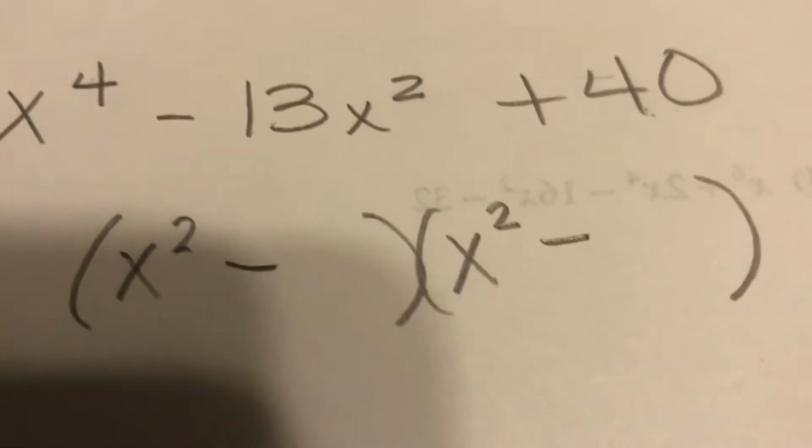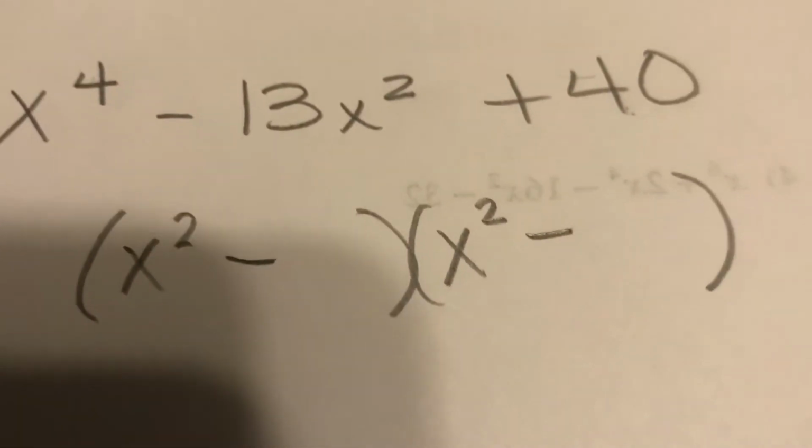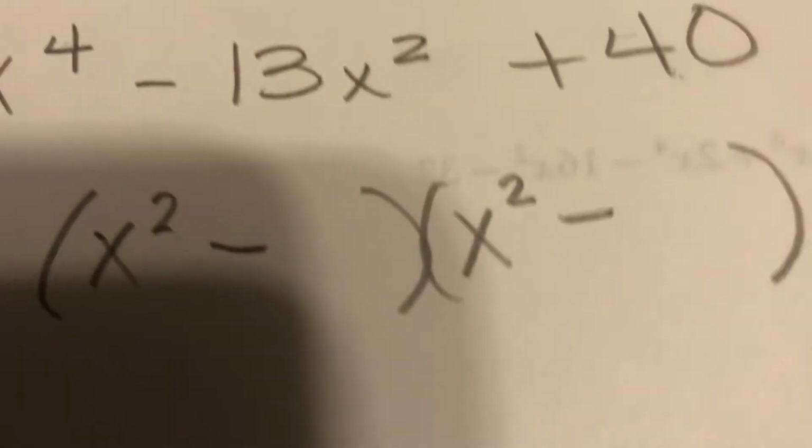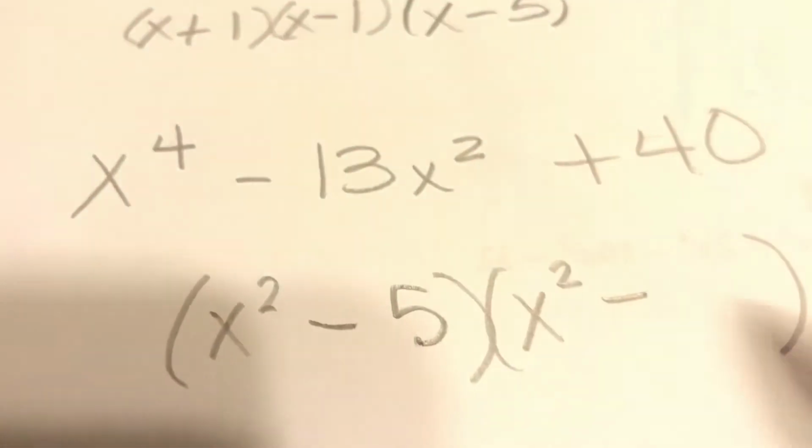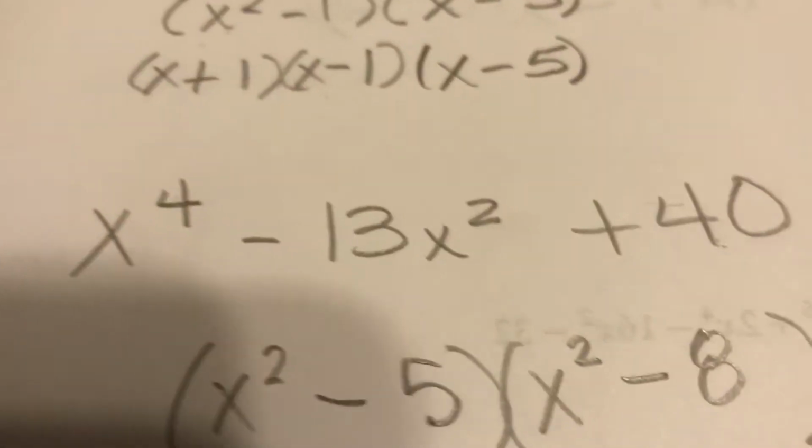So 1 and 40, no. 2 and 20, no. 4 and 10, no. 5 and 8, yes. 5 plus 8 is 13. Doesn't matter which order I put them in because they're both negatives.